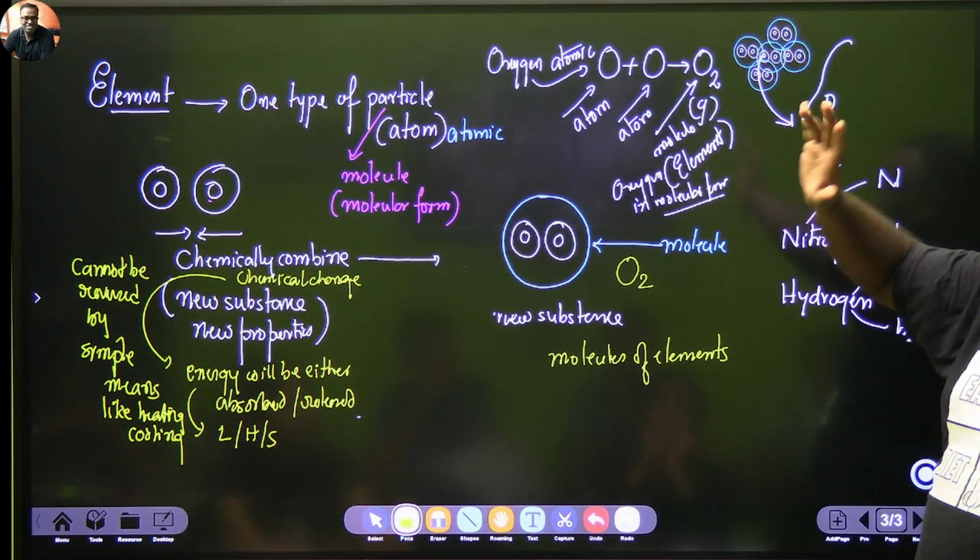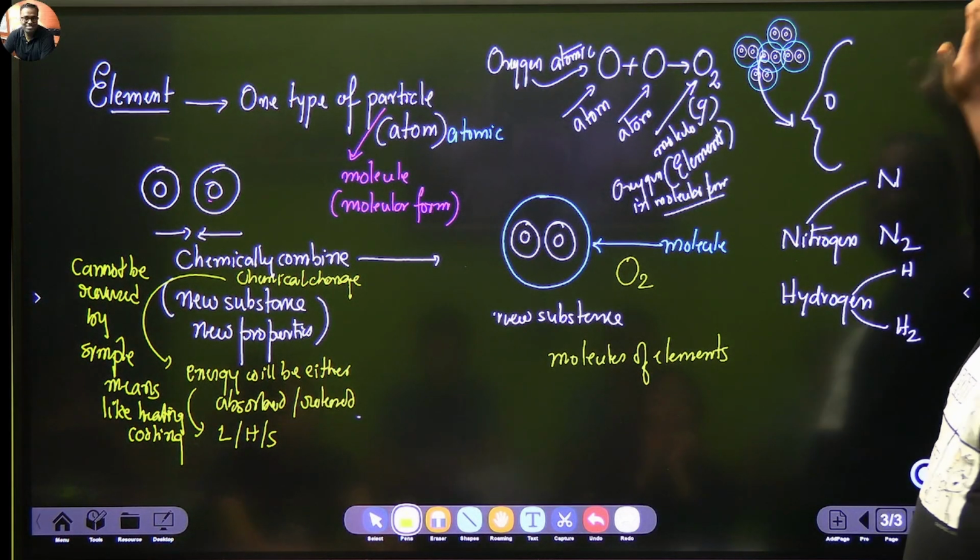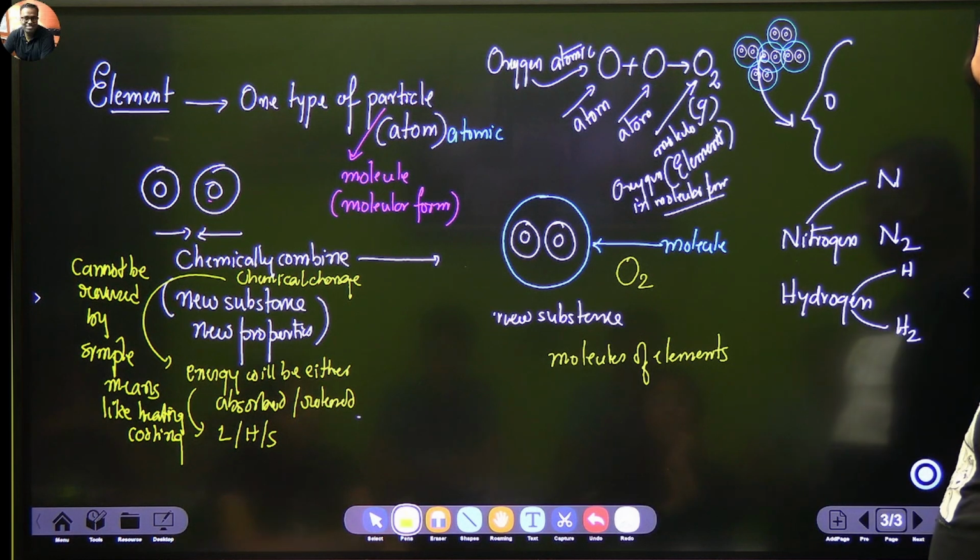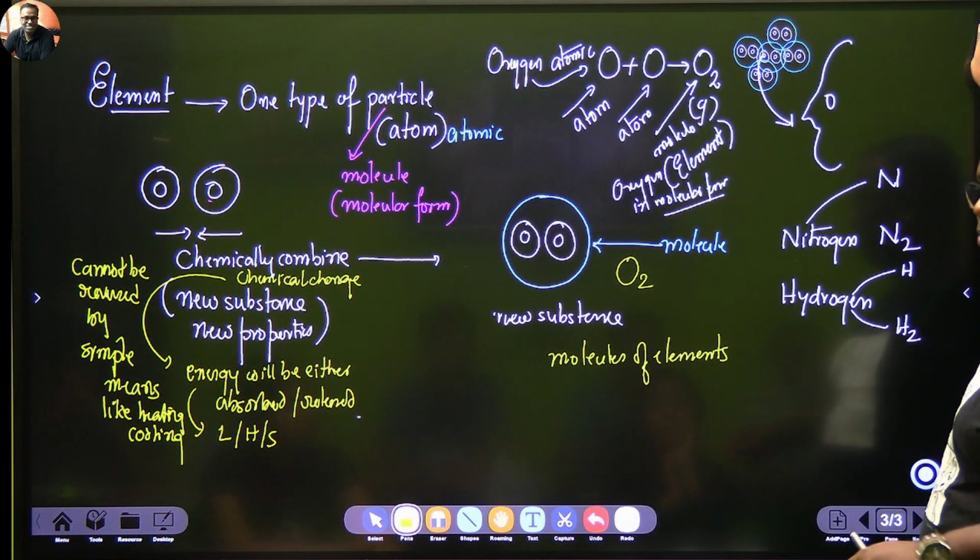So an element is a pure form of matter. Elements are made up of only one kind of particle. That's why they are considered pure. And in the case of element, those pure form of one type of particles can be either atoms or molecules.